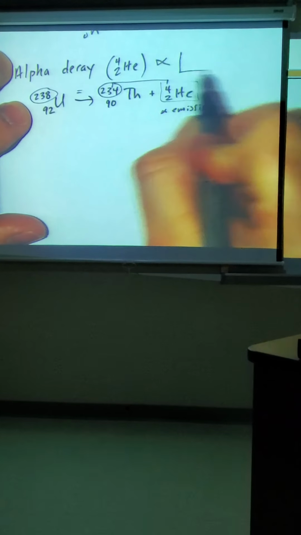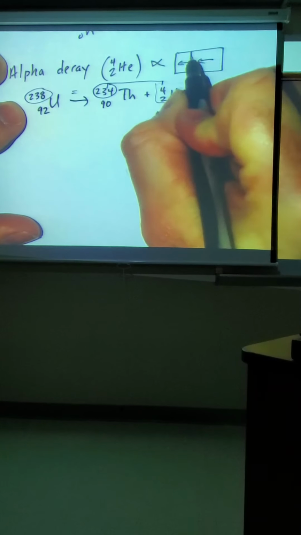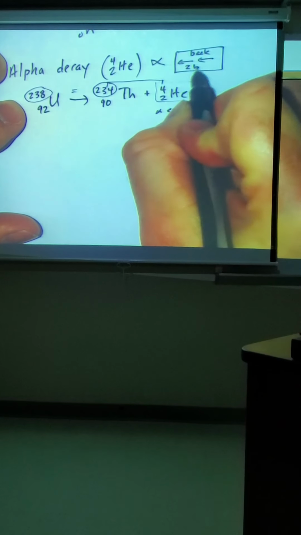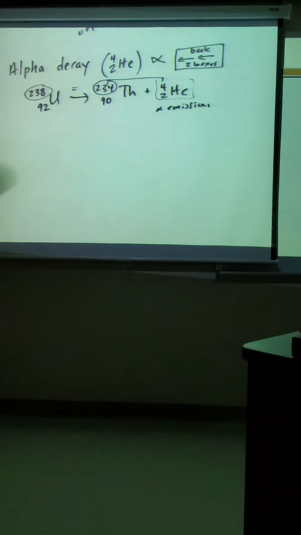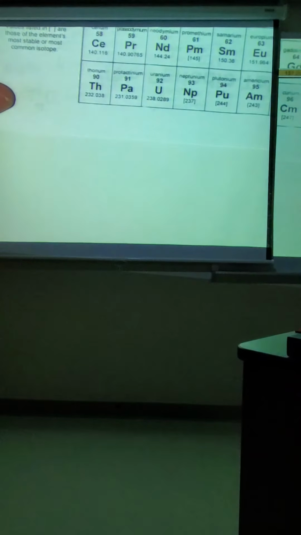So what's nice also about this one is you're going to go back 2 boxes in the periodic table, and that's the only one that does that. So we could expect that if we look at uranium, it's going to go back 2 boxes to thorium.